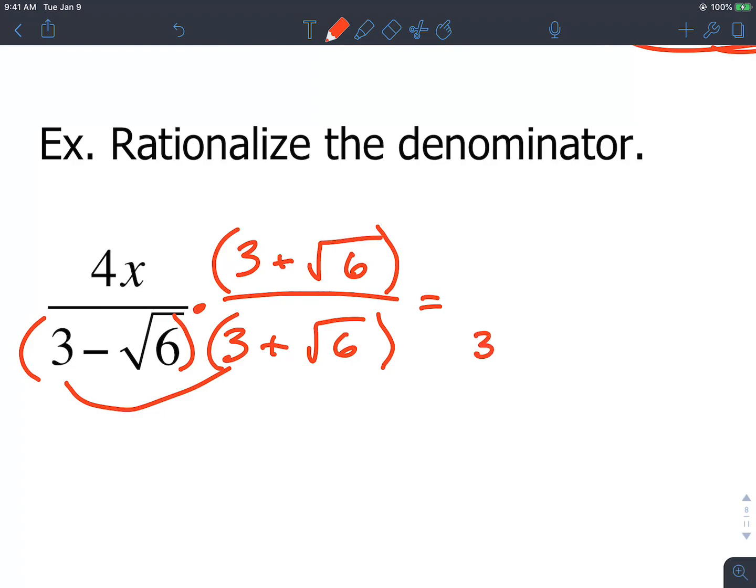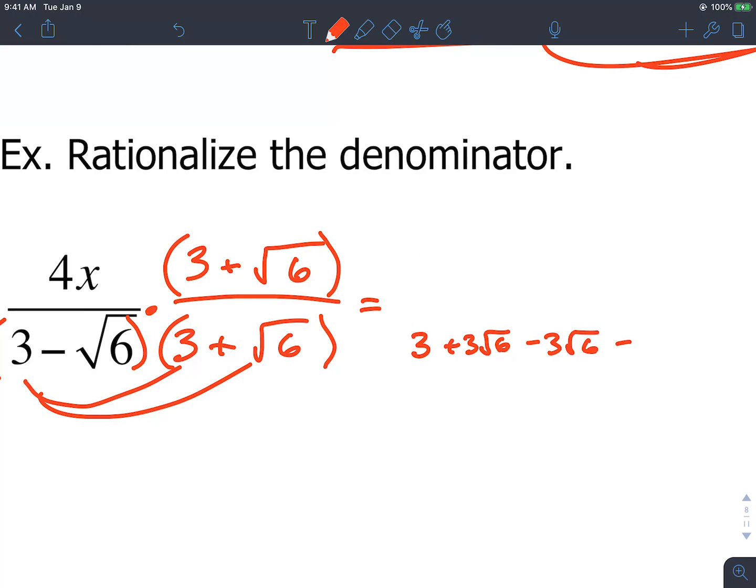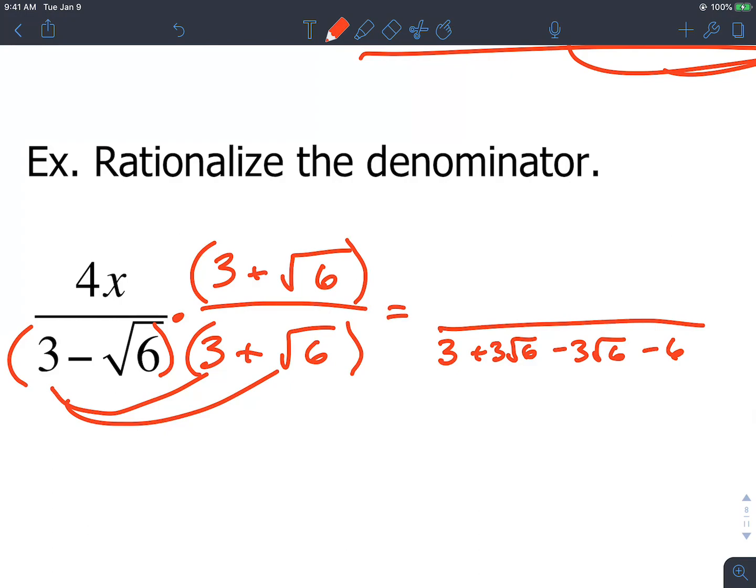So this will be 3 times 3, 9. This will be plus 3 square root of 6 minus 3 square root of 6. And then minus square root of 36, which will be regular 6. Now up in the numerator, you only have one piece right here. So you're just going to take that one piece and distribute it to both of those. So that'll get you 12x and then plus 4x square root of 6.